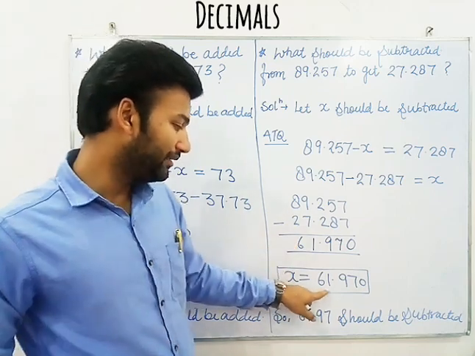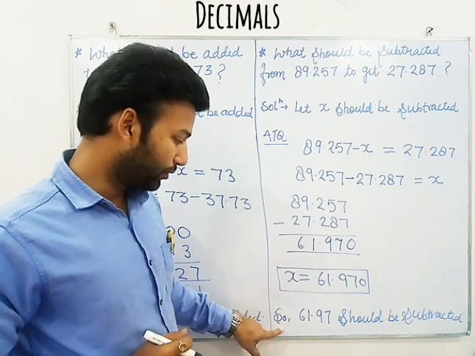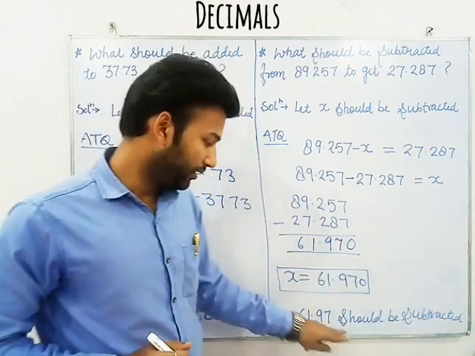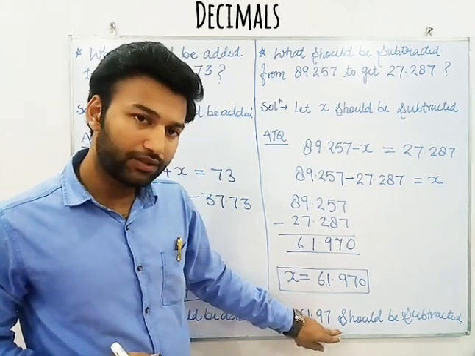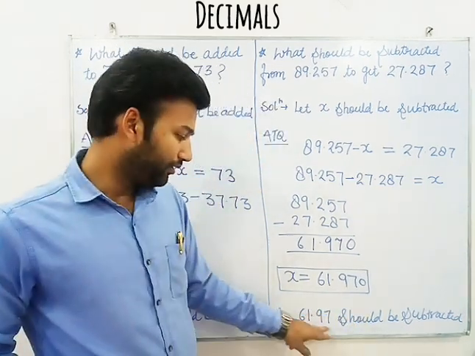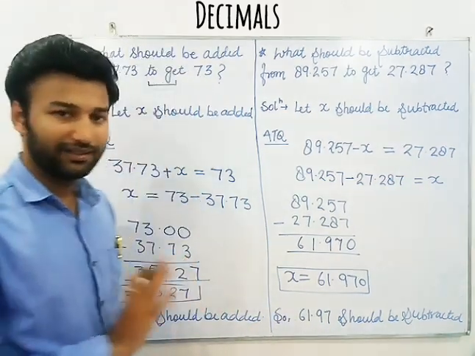So x equals 61.970. So at last, 61.97 should be subtracted. 61.970, after the decimal if there is a 0 as the last digit, then you can write it like this, 61.97, also. So it is clear, easy.